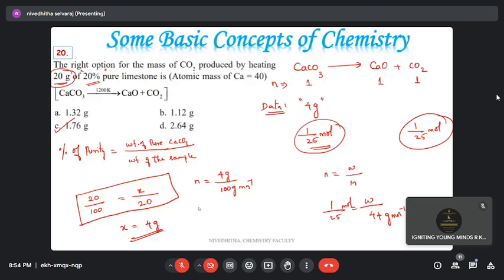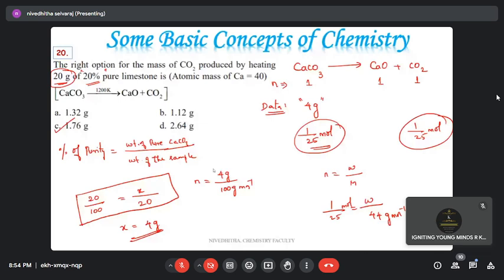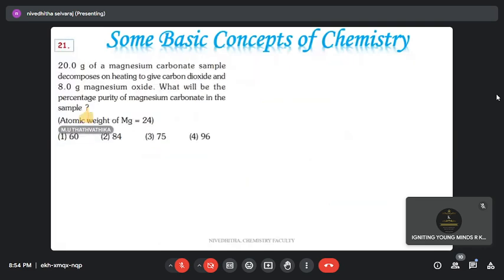So what is W? Poontamil Arasi told the answer was 1.76. How about the rest of the students? Roshini? Okay, Tatvatika's answer is also 1.76. Yes. So the answer is option C. Is that clear? Is that clear? Okay, fine.